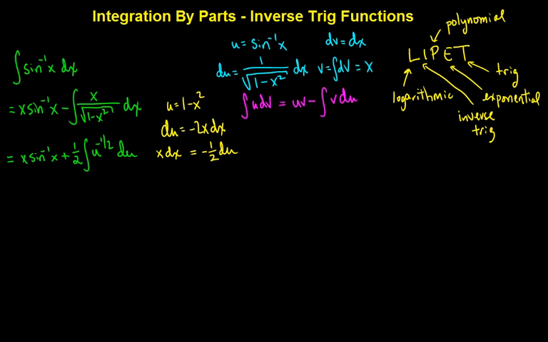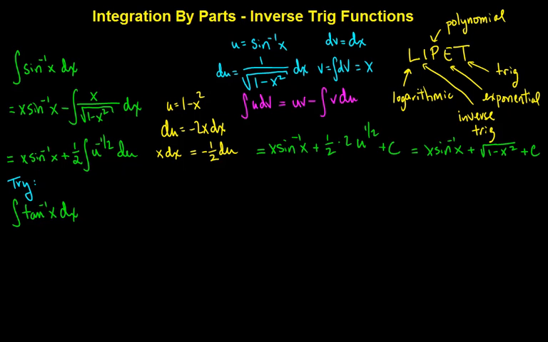And when I integrate that, I'm going to get u to the 1/2 over 1/2, or 2 times u to the 1/2. So I'll continue on the other side. I have x sine inverse of x plus the 1/2 times 2, u to the 1/2 plus c, and the 2 and the 1/2 will cancel, and I'll simply get square root of 1 minus x squared. So the final form is x sine inverse of x plus the square root of 1 minus x squared plus c. Okay, and I'll leave you with the integral of tan inverse of x dx.